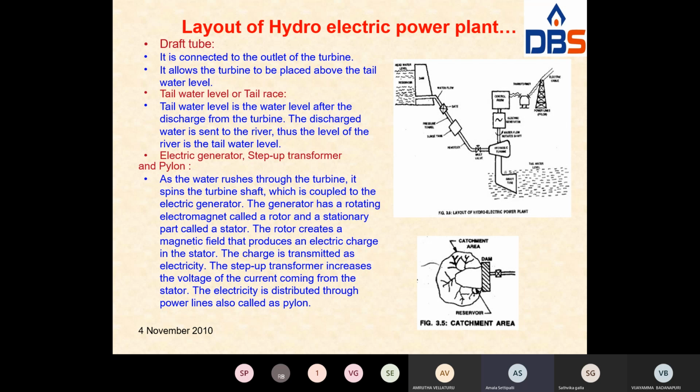Whenever the turbine blades rotate, some amount of water may be wasted. The total water will be collected as the tail water level.